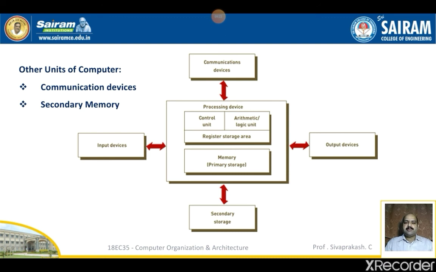A simple diagram shows how the computer processes with the external devices and other units of computers: the input device, a processing unit along with a memory, and an output device. Apart from this, a communication device and the secondary storage. Altogether these make up the units of a computer. Let me summarize the operation of a computer.